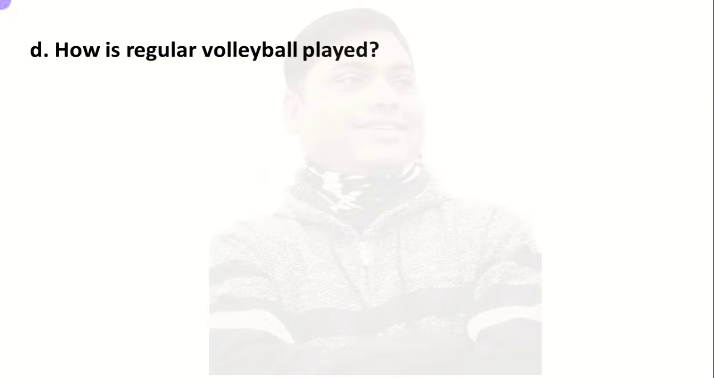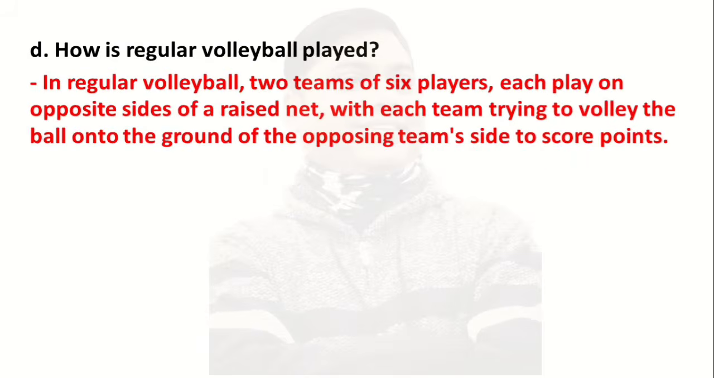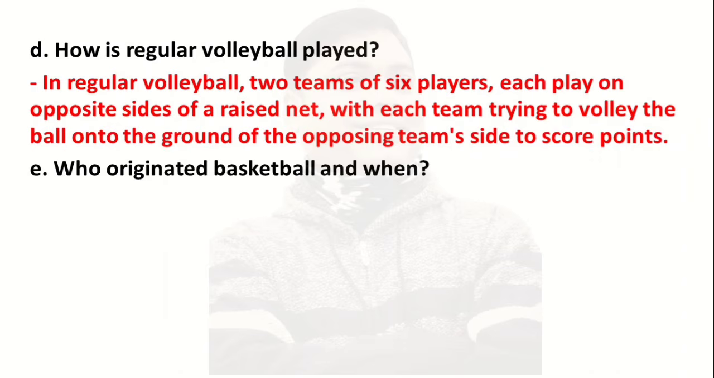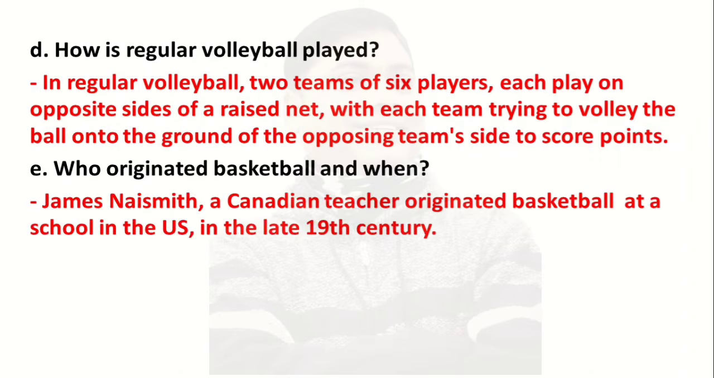How is regular volleyball played? In regular volleyball, two teams of six players each play on opposite sides of a raised net, with each team trying to volley the ball into the ground of the opposing team's side to score points. E. Who originated basketball and when? James Naismith, a Canadian teacher, originated basketball at a school in the US in the late 19th century.